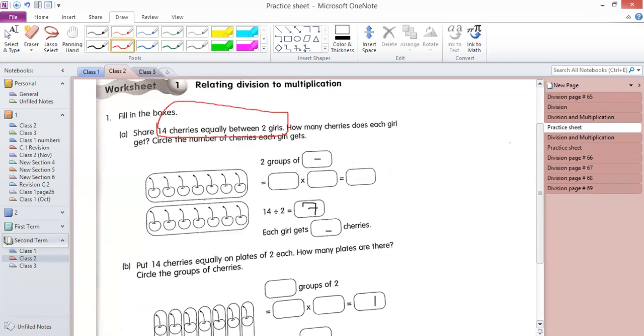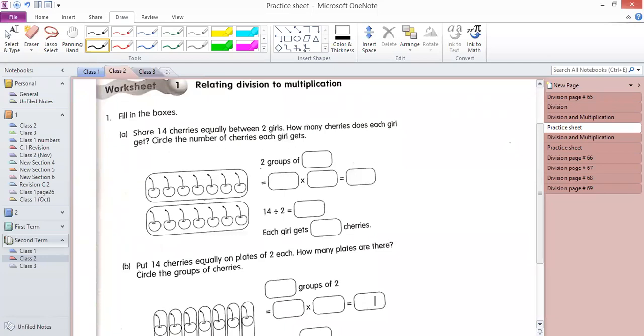There are 14 cherries you have to share between 2 girls. How many cherries will each girl get? This is very easy, guys, because in these questions you can take help from the pictures. So 14 cherries are there. You have to divide them between 2 girls.